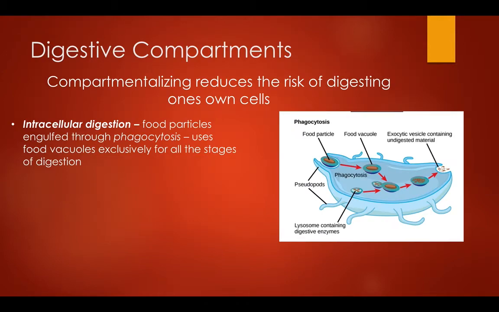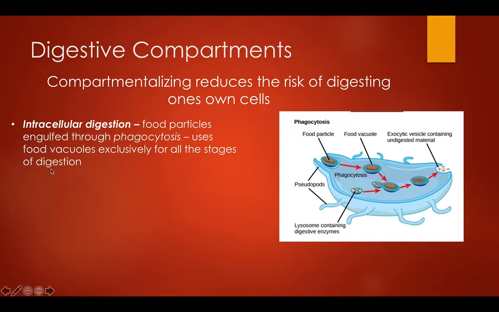For digestive compartments, and by compartmentalizing, what we're talking about is making sure that certain parts of the body are carrying out specific functions. So this compartment does this function, that compartment does that function, etc. So digestive compartments. Compartmentalizing reduces the risk of digesting one's own cells.